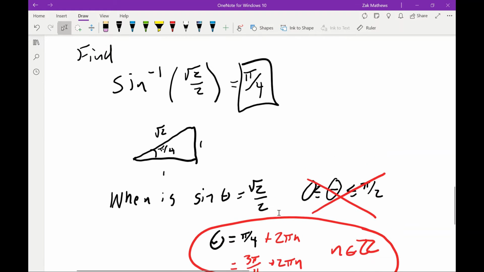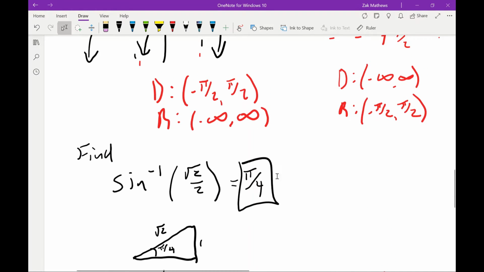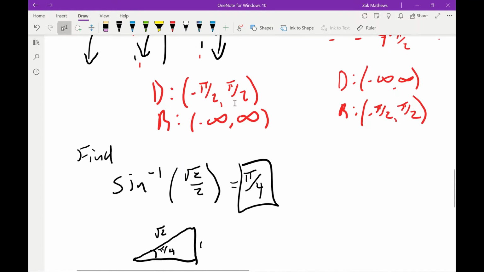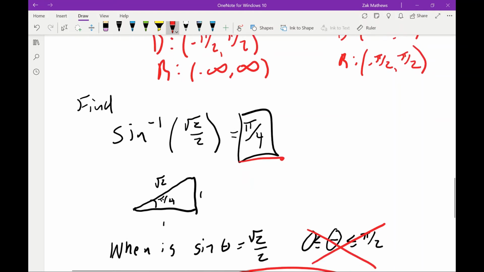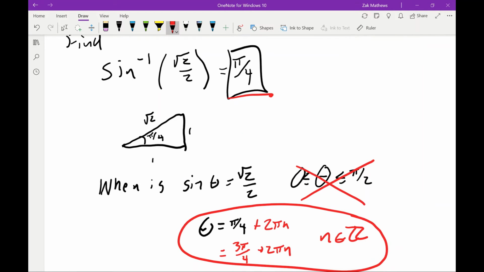With the inverse sine, because we have restricted the domains and the ranges for these things right away, we've really restricted the domain of the original sine function, we can only have that one answer. That is the one and only answer. That's the whole point behind an inverse function.